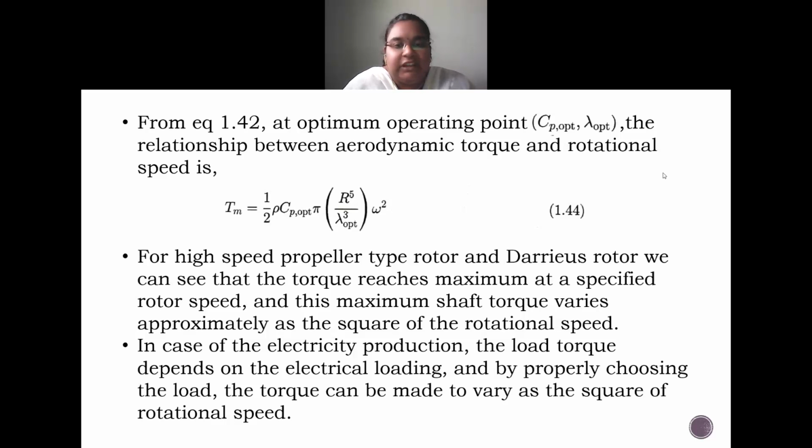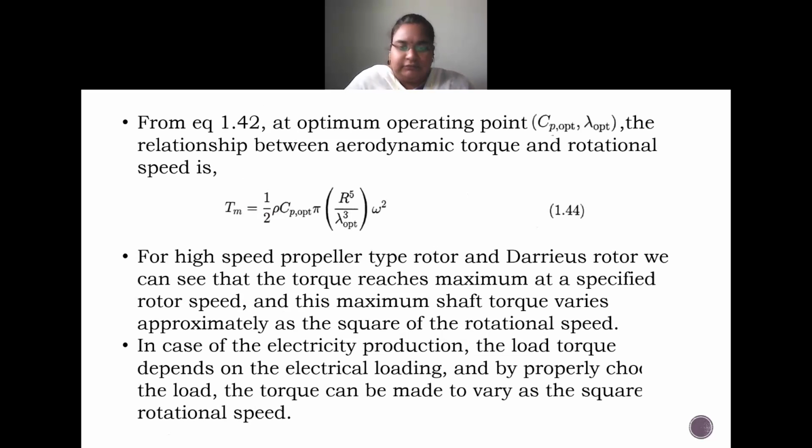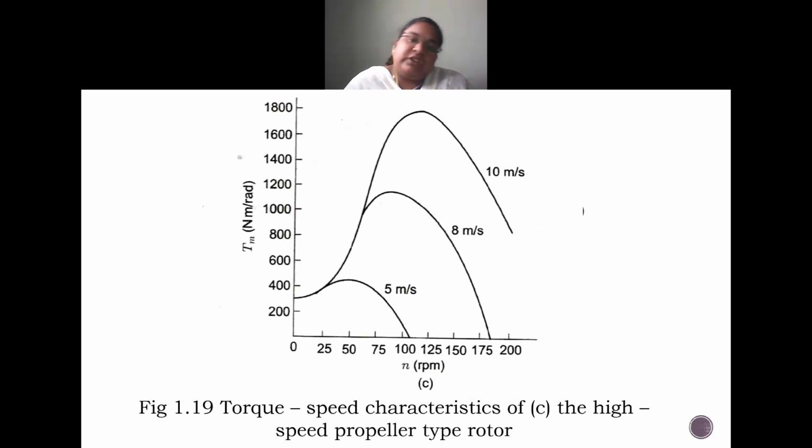For high-speed propeller type rotors and Darrieus rotors, we can see that the torque reaches a maximum at a specified rotor speed, and this maximum shaft torque varies approximately as the square of the rotational speed. Is it true? Let us see. He's just saying that the maximum shaft torque varies approximately as the square of the rotational speed. Even if you look at this diagram, you can say that.